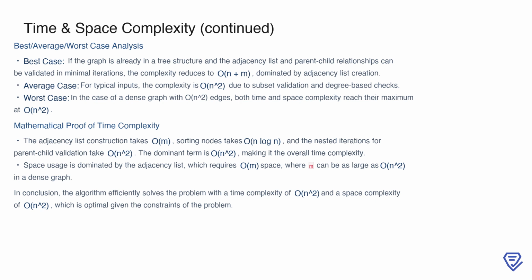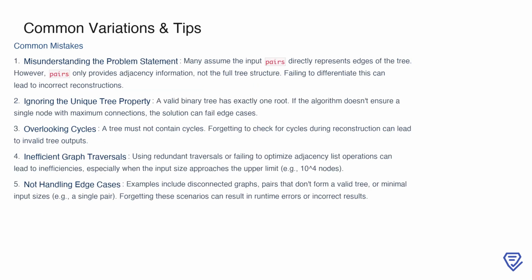In the worst case, for dense graphs with O(n^2) edges, both time and space complexity reach their maximum of O(n^2). Mathematically, the adjacency list construction takes O(m), sorting nodes takes O(n log n), and validation contributes O(n^2). The dominant term is O(n^2), making it the overall time complexity. Similarly, the adjacency list, which requires O(m) space, dominates the space complexity. Thus, the algorithm is both time and space efficient within the constraints of the problem, achieving optimal performance with O(n^2) complexity.